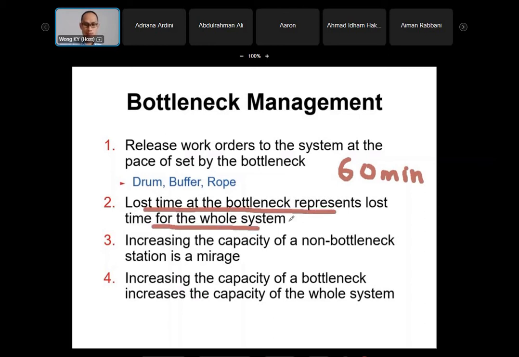Okay, I already explained this. And third thing, never try to increase the capacity of a non-bottleneck station. Because increasing the capacity of a non-bottleneck station is a mirage. Okay, what is a mirage? Mirage is like a fantasy, or illusion. Okay, fantasy or illusion, that means it does not work.